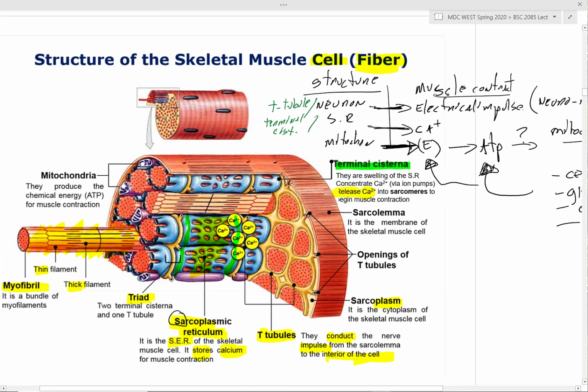And then, of course, you already know what the mitochondria is, right? Which is the ATP part. I don't have to go over that one.